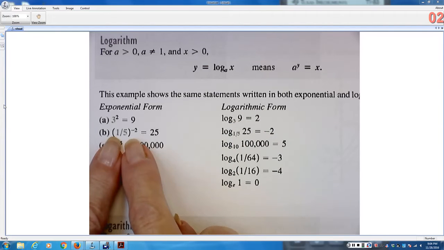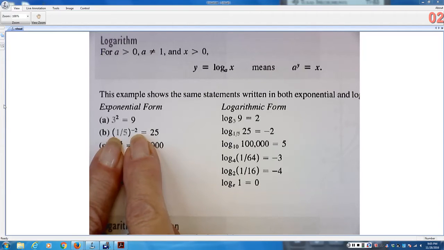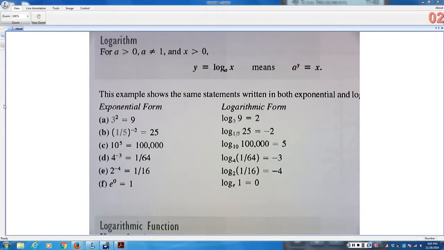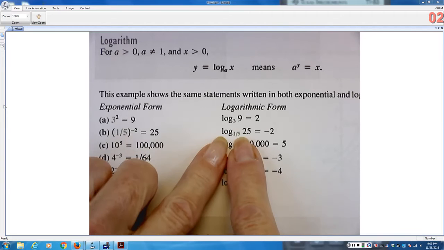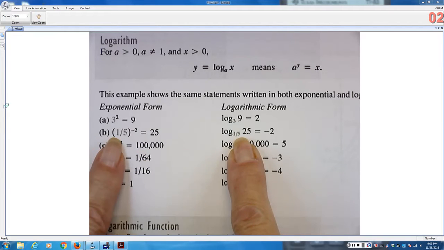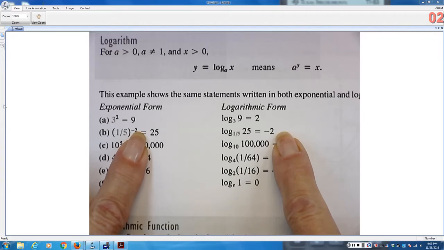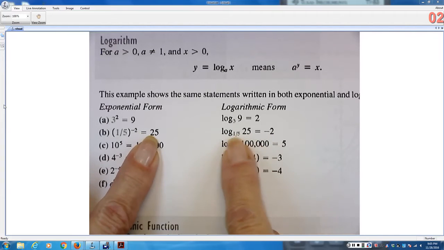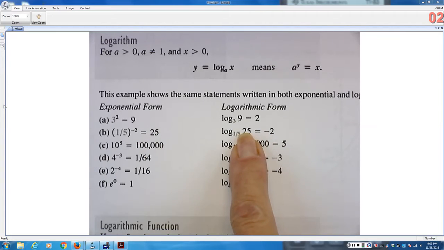This says 1/5 to the negative 2 power is equal to 25. That's because negative powers basically flip your fraction upside down and then make the power positive. So this is the base 1/5 logarithm. The base is 1/5. The power is negative 2. And that's the 1/5 base logarithm of 25. If you took 1/5 and raised it to the negative 2 power, you would get 25.